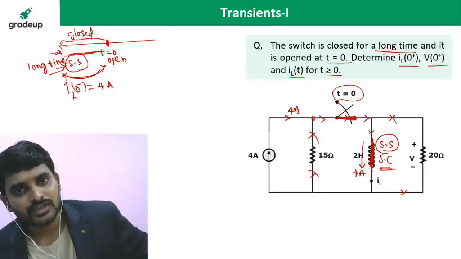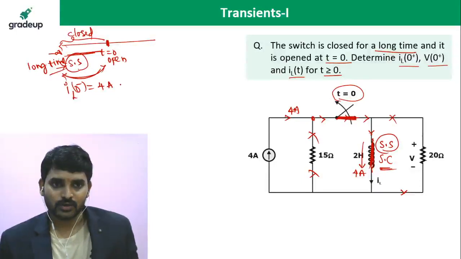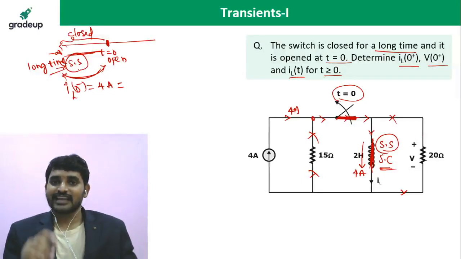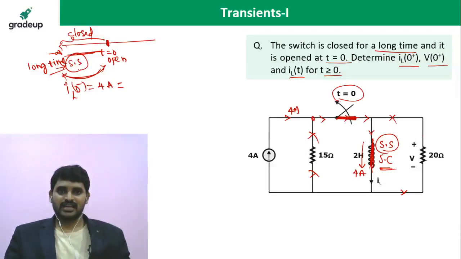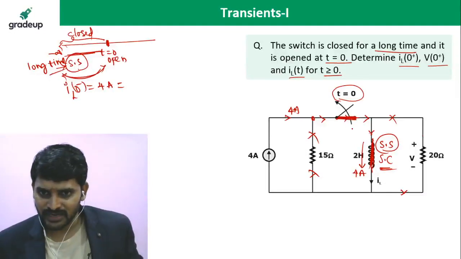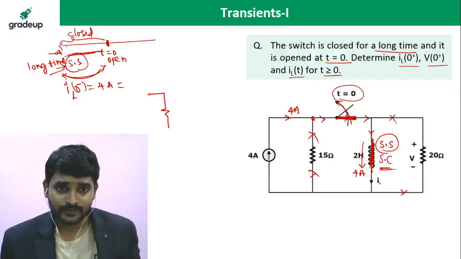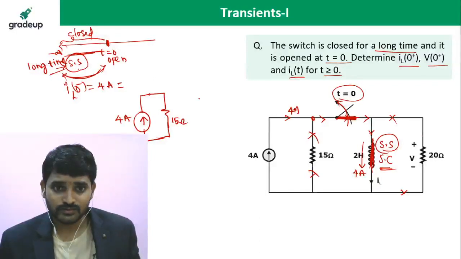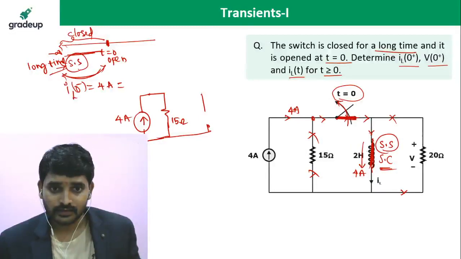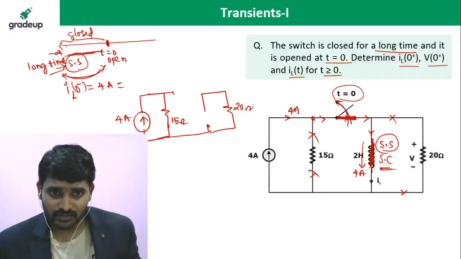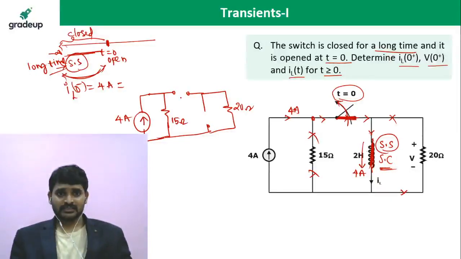Okay, IL of 0 minus equals 4 amperes. Now, you might have studied that an inductor will oppose a sudden change in currents. If it opposes a sudden change in currents, the moment you open the switch, the network looks like this: 4 amperes, 15 ohms, and inductor, and this side, 20 ohms.